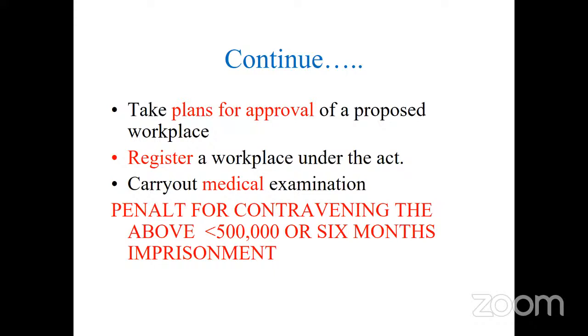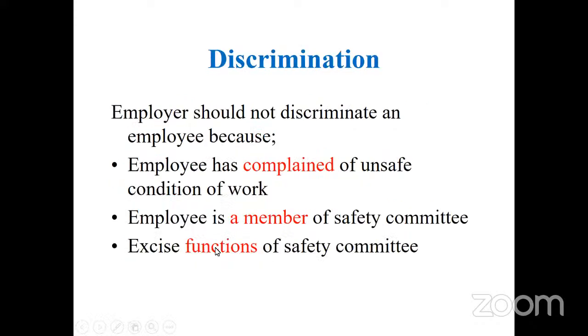If you contravene the laws as the law stipulates, there is a penalty. You can get a fine of more than 500,000 or 6 months imprisonment. And then discrimination. An employer should not discriminate against an employee because the employee has complained of unsafe conditions of work, is a member of a safety committee, or exercises the duties of a safety committee.